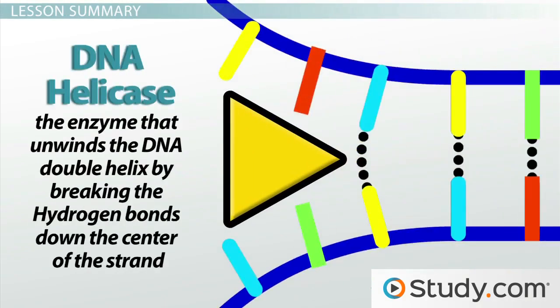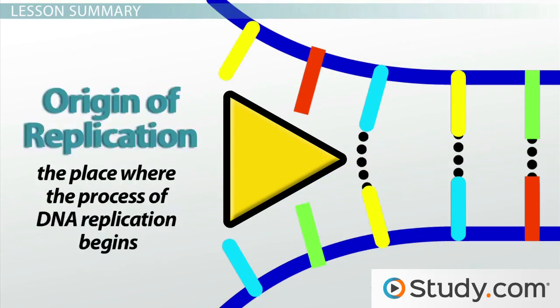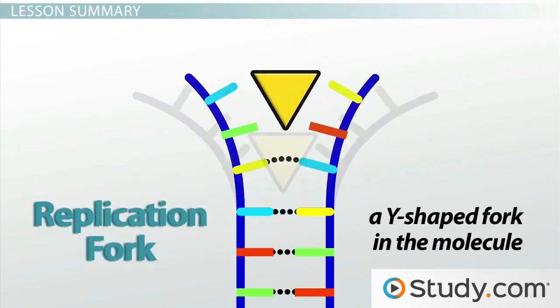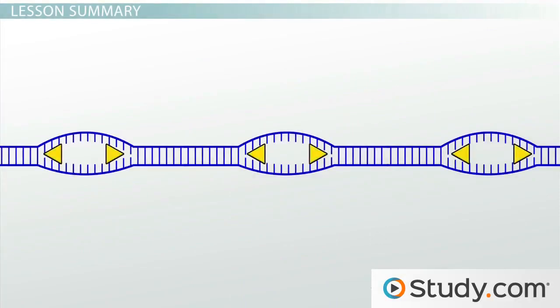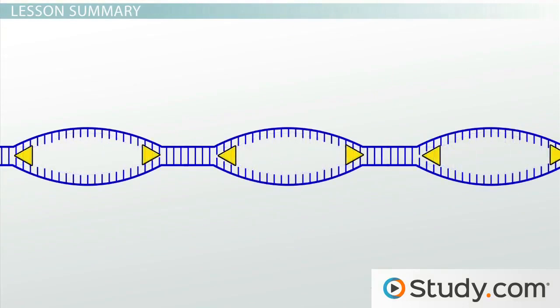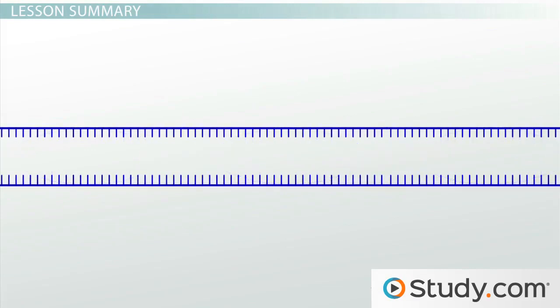Let's review what we've learned so far. DNA helicase is the enzyme that unwinds the DNA double helix by breaking the hydrogen bonds down the center of the strand. It begins at a site called the origin of replication, and it creates a replication fork by separating the two sides of the parental DNA. This unzipping of the molecules will expose the nitrogenous bases of the nucleic acid chain so that new nucleotides can be added to create the daughter strand. By the time helicase has finished its job, both strands of the parent DNA will be totally separated, and each will be linked to a new strand of daughter DNA.